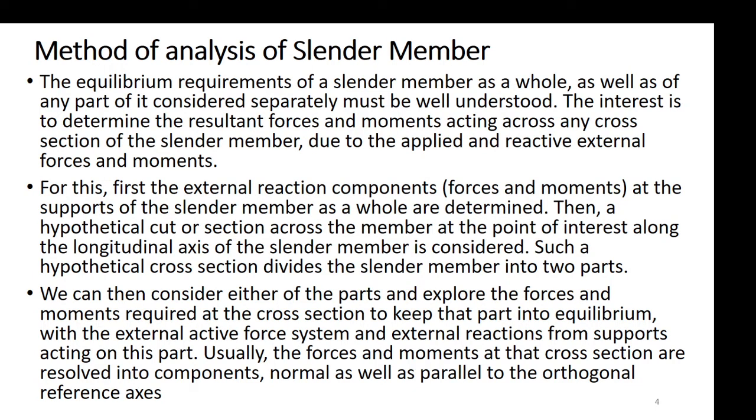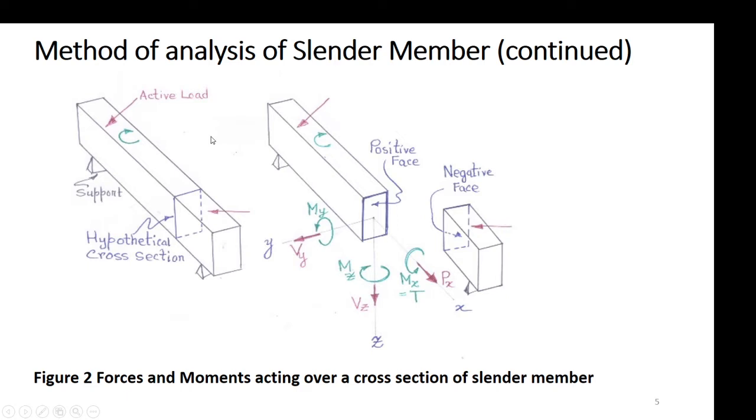You will understand better when I express it graphically. Just be with me with the descriptions. Usually the forces and moments at that cross section are resolved into components. We will talk in terms of components, normal as well as parallel to the orthogonal reference axes. So what we mean to say in our basic engineering mechanics is that our intention is to analyze the slender members for equilibrium, and to understand the forces and moments acting over a cross section of that slender member. We will later realize what the use of it is, but right now you get a sense of it.